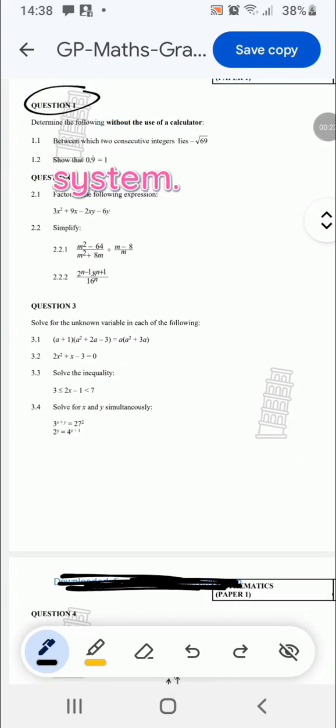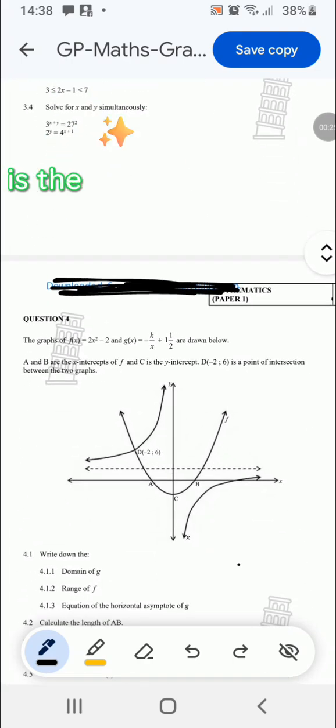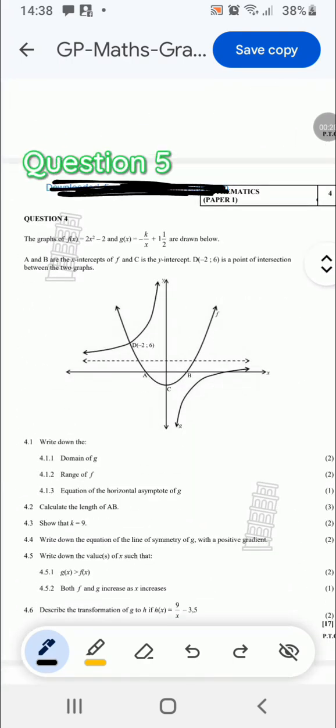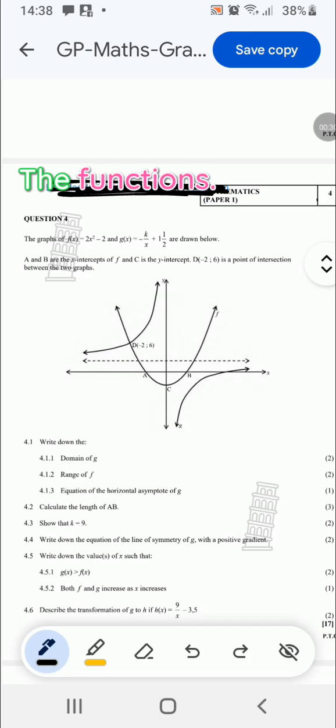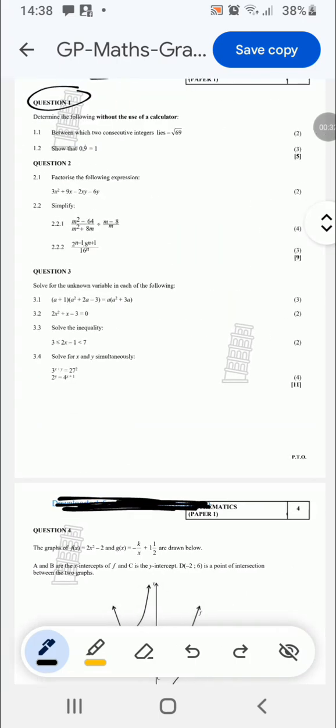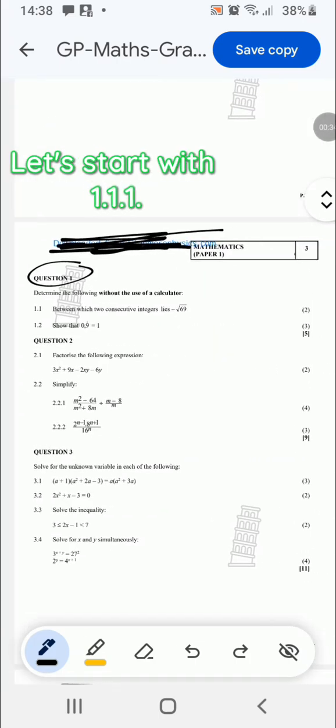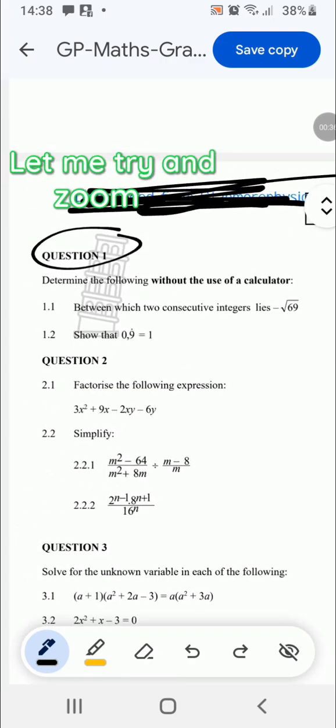Question 1 is the number system. And then question 4 is the functions. Question 5 is also the functions. Let's start with 1.1.1. Let me try and zoom in.